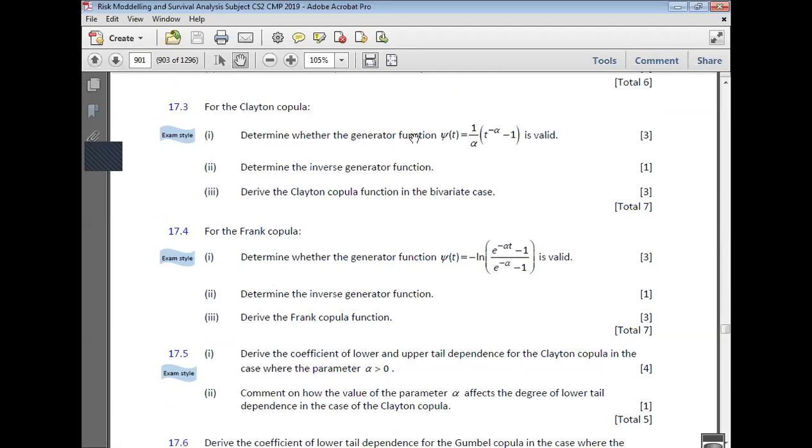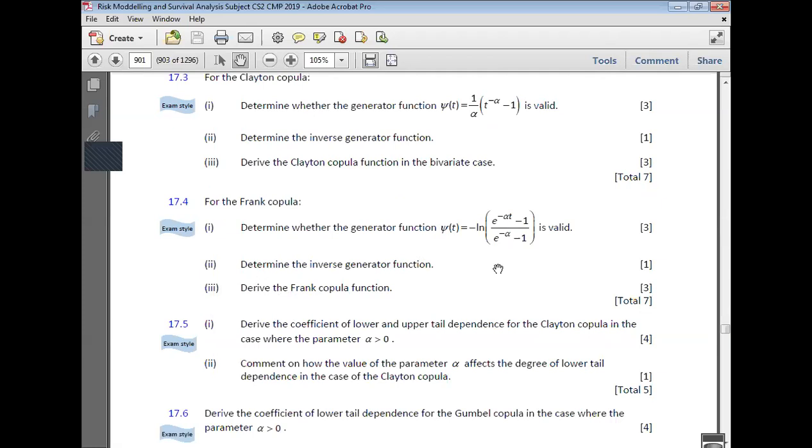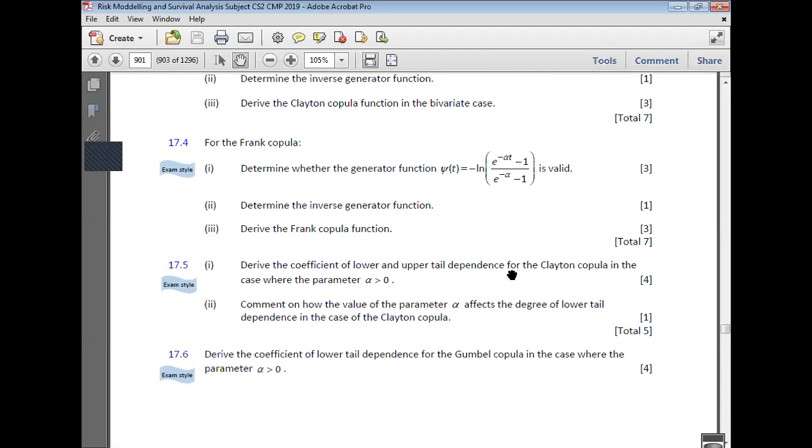They have given you the generator function for Clayton and Frank copula. So you would just have to substitute in 1 and 0 and see whether these are valid or not, and check if these are increasing or decreasing. Here you can clearly see that log of anything is going to be an increasing function. If you take a minus of this log, it's going to be a decreasing function. Then you just have to determine its inverse and derive the copula function basically. So that's easy.